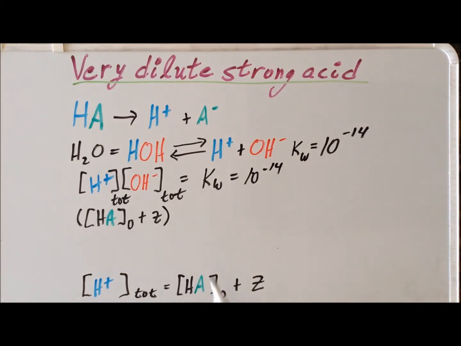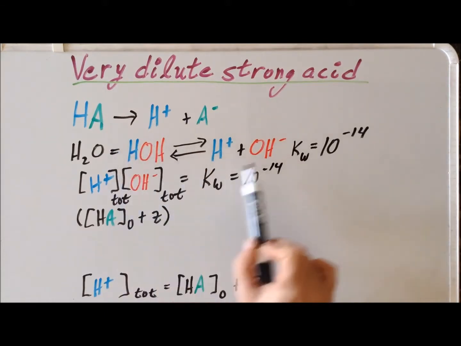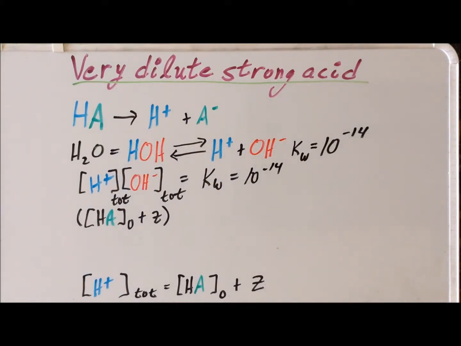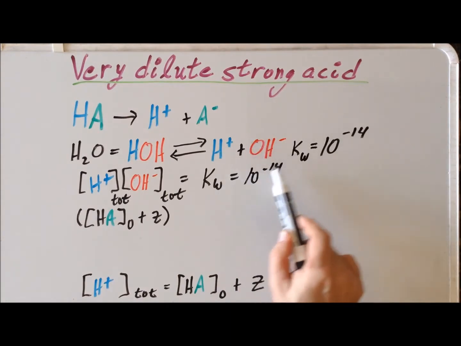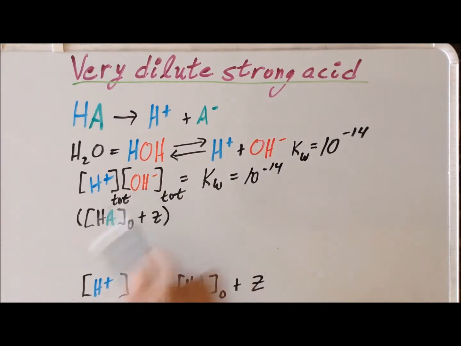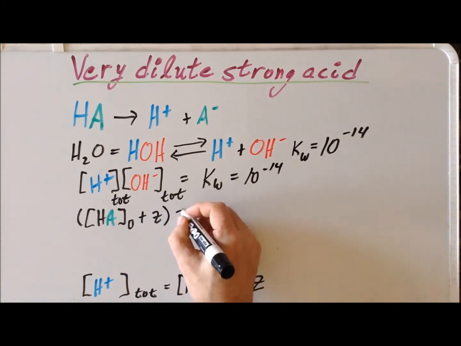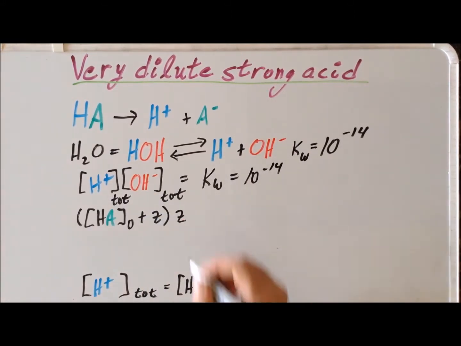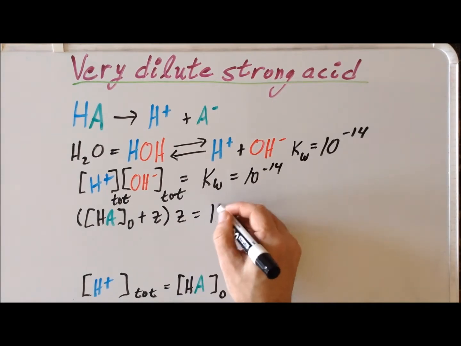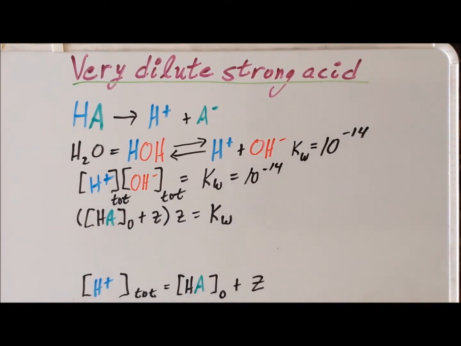But we had seen on a previous board, if you miss it, you can always rewind the video to see, that not only was Z equal to the concentration of H plus that came from the dissociation of water, it was also equal to the concentration of hydroxide that had come from the dissociation of water. So OH minus is also equal to our variable Z. And this is equal to the dissociation constant for water.